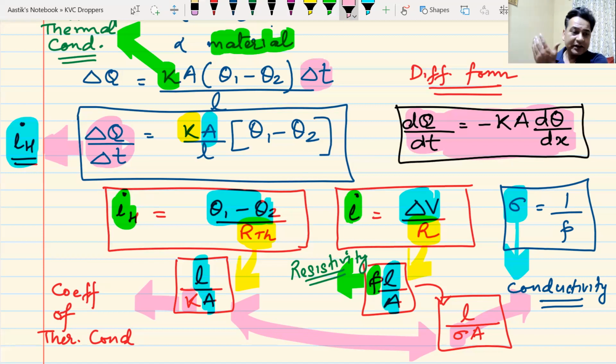There it was electrical conductivity, now it is known as thermal conductivity. There it was electrical resistance, now it is known as thermal resistance. There it was difference in potential, now it is difference in temperature. There it was electric current, now it is known as heat current. Do we understand this? Yes or no?